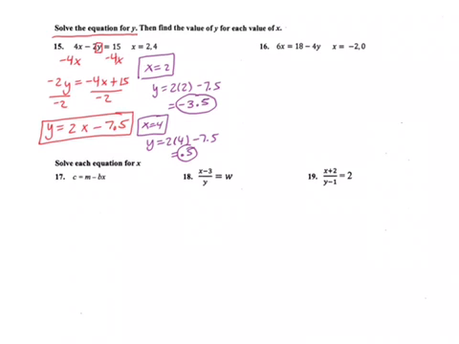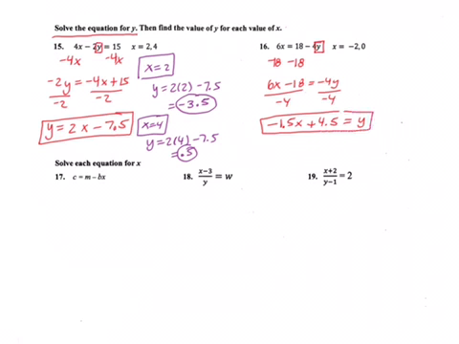Now we'll do the same thing in question 16. They want us to solve this for y. So we're going to get y by itself. First step, move the 18 through subtraction. So I've got 6x minus 18 equals negative 4y. Now I'll go ahead and divide by negative 4. This time I'm just going to be able to reduce the fraction, or let's use decimals. We'll get a negative 1.5x plus 4.5 equals y. So this is our equation when solved for y.